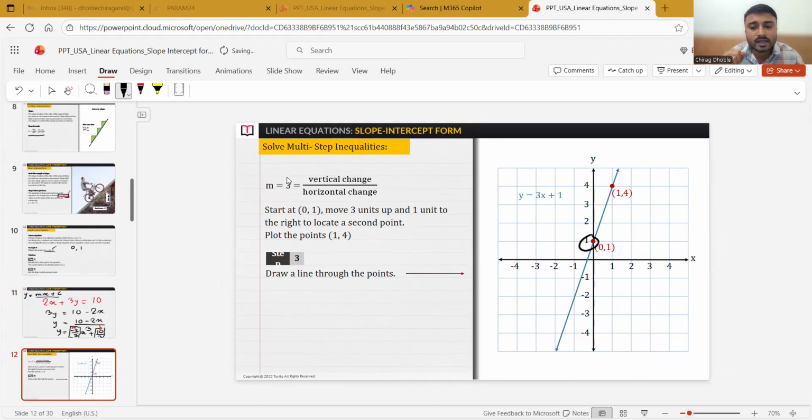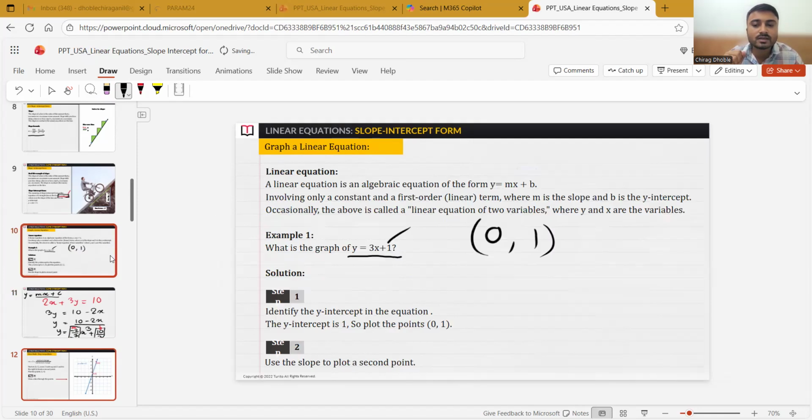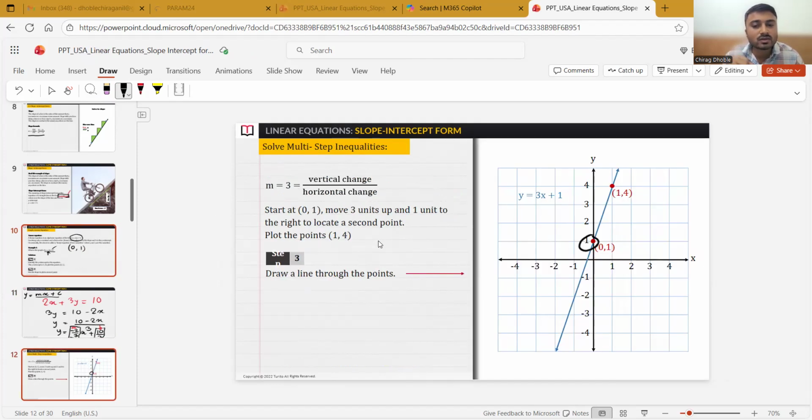Then we'll find what the slope is. The slope here is given as 3. m is 3. If you relate it with the general form, you can see m is equal to 3. So our slope is 3 and the intercept is 1. Once we know the slope, we can move 3 units up and 1 unit across. Why? Because the slope is 3, that means 3 upon 1. So the vertical change is 3, the horizontal change is 1.